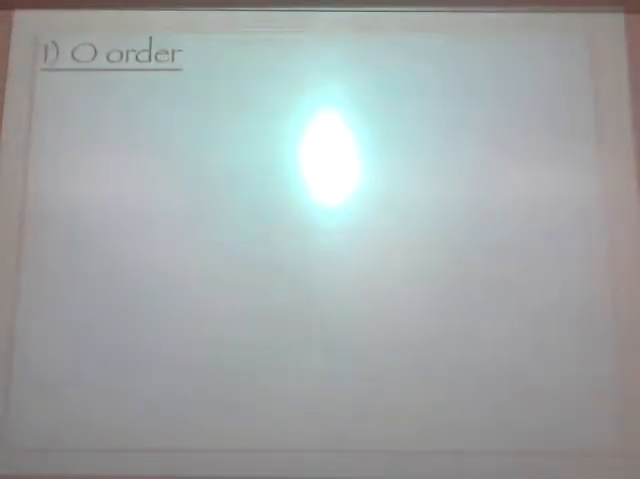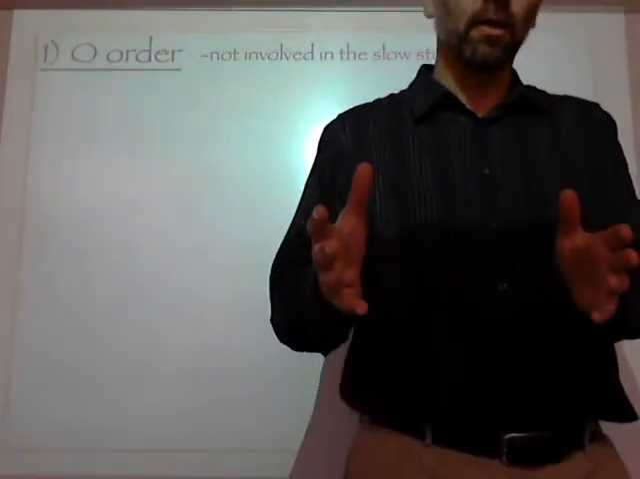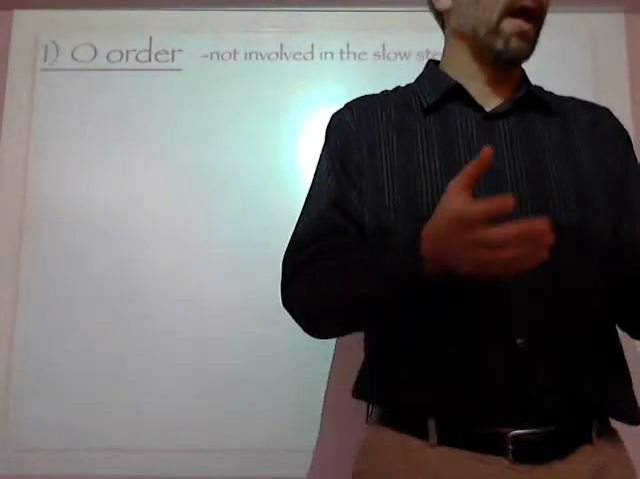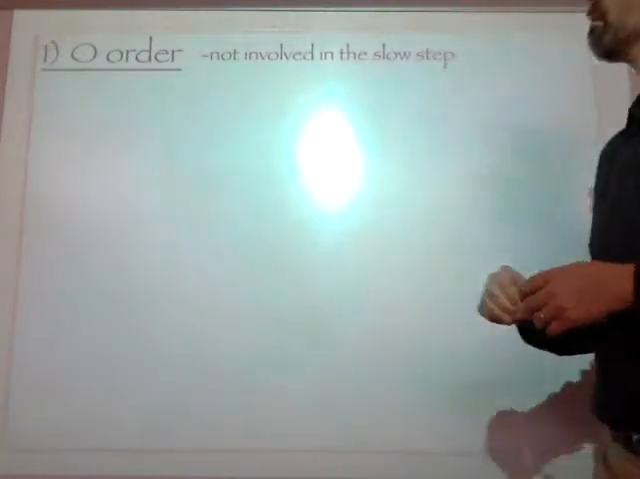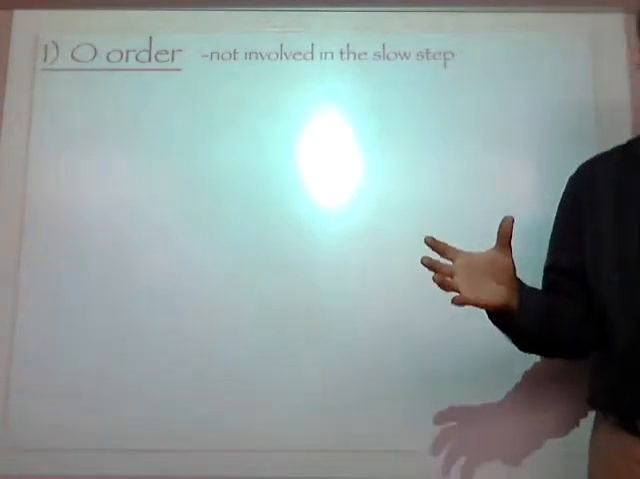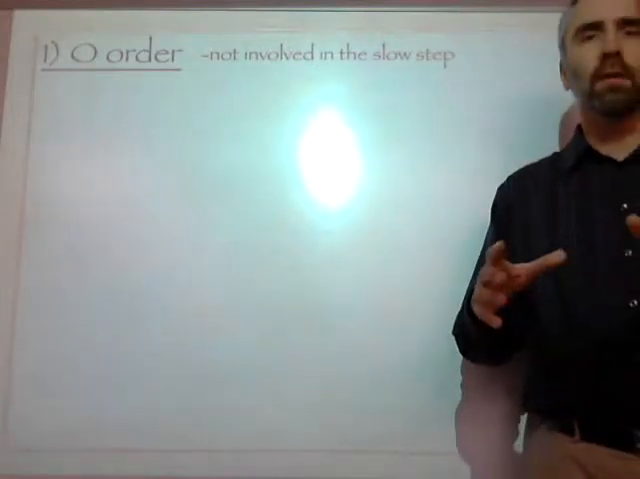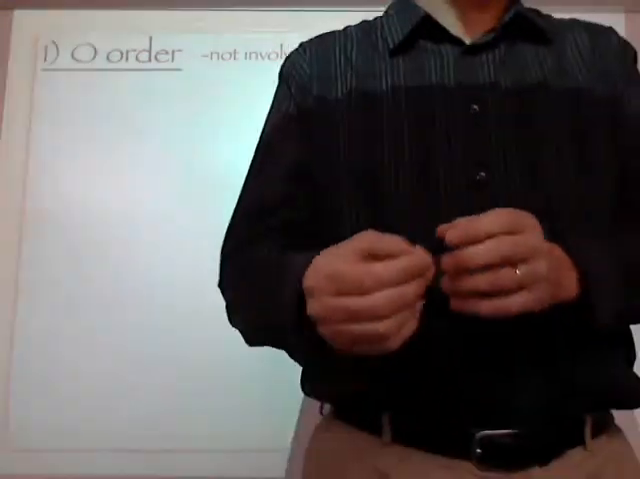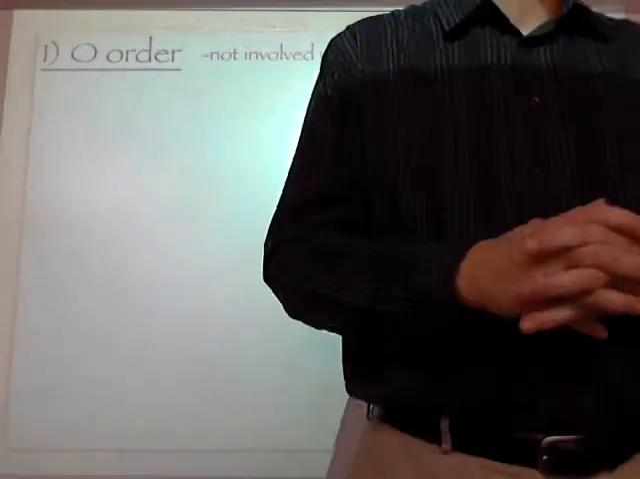First of all, I could have a zero-order reactant. A zero-order reactant is not involved in the slow step at all. Let's think back to who was in the middle? Dayton, of course. Dayton was in the middle, and I had Holden and Bulkley on both sides of him. Holden and Bulkley are examples of zero-order reactants. Dayton was a slow step. He was the one who was holding everybody up, even though Holden was on the other side. He was holding everybody up.